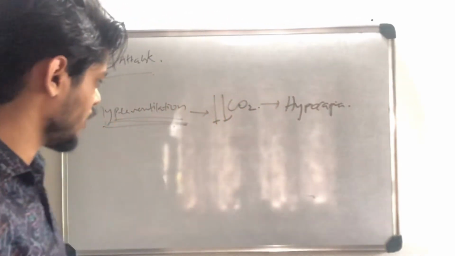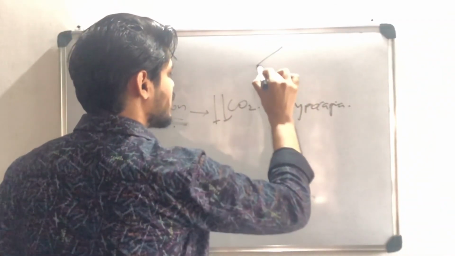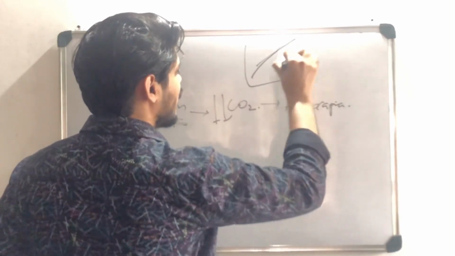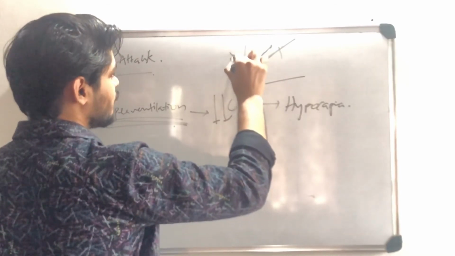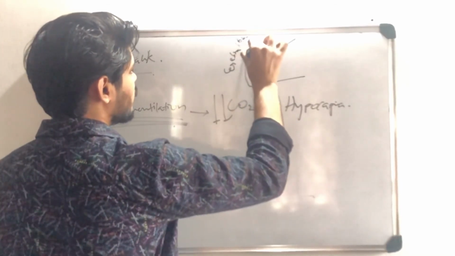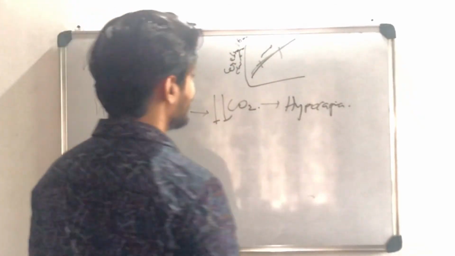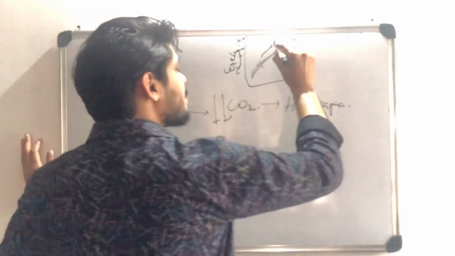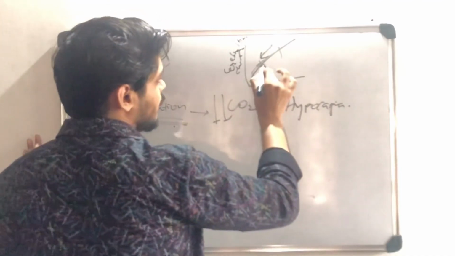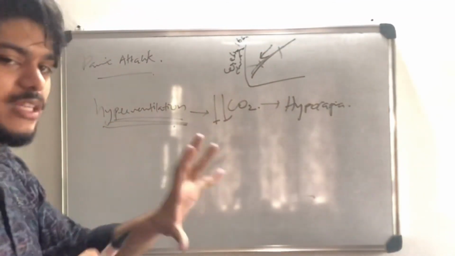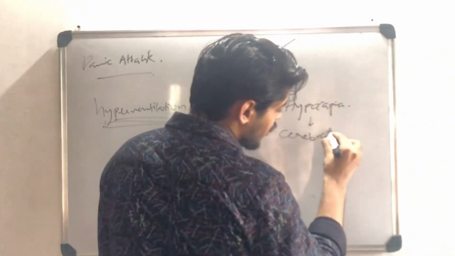And when there is hypocapnia, what will happen? We said that any small change in carbon dioxide will result in a cerebral blood flow change, right? Sorry for the handwriting, but if there is hypocapnia, that means a decrease in carbon dioxide, there will be vasoconstriction. The blood flow to that place will be constricted. So there will be cerebral vasoconstriction.